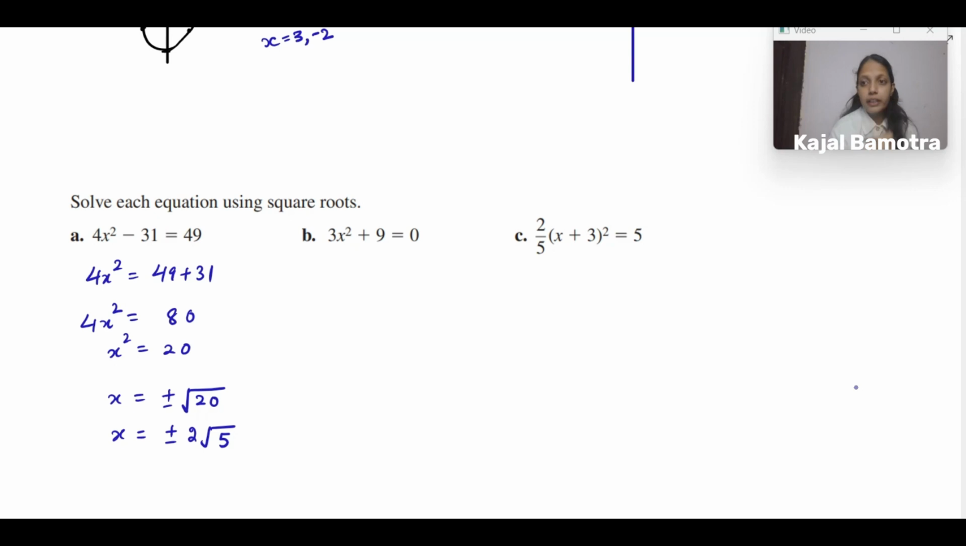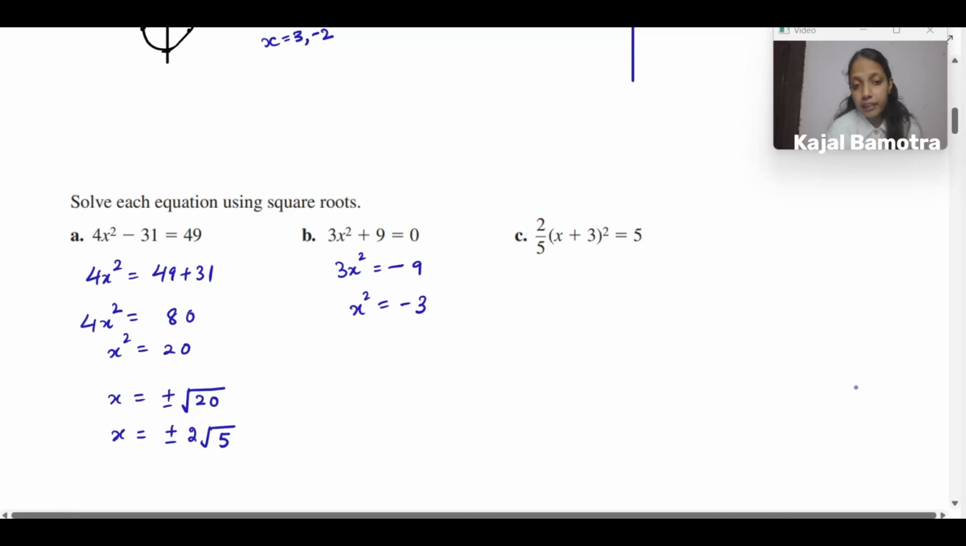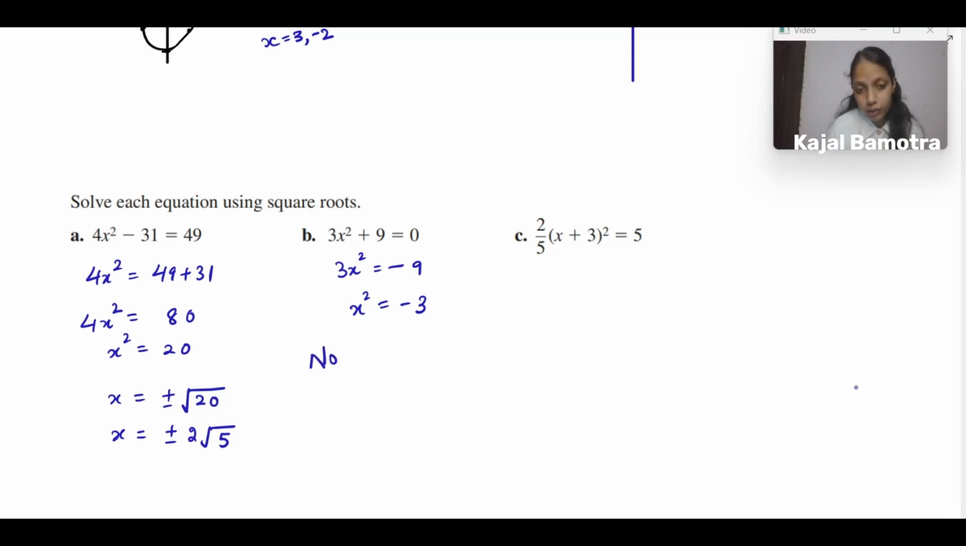Next, if you check the next one, it's 3x squared plus 9 equals 0. So shift 9 to the other side. Divide by 3. Then you are getting x squared is negative. There is no real number whose square is negative. If the square of a real number is not negative, that means there is no real solution. No real number is a solution.